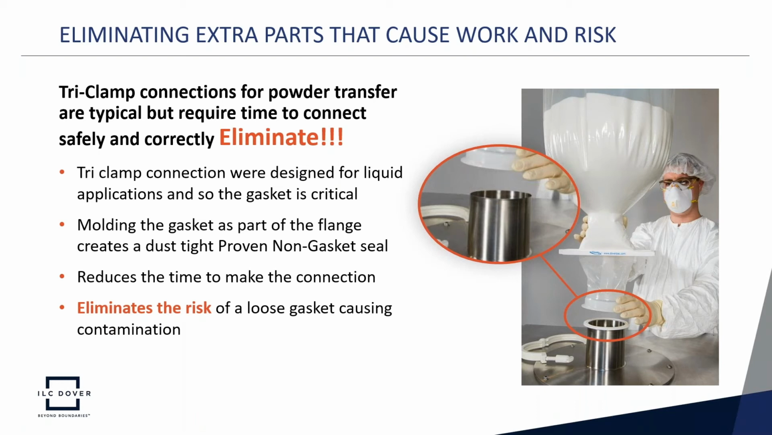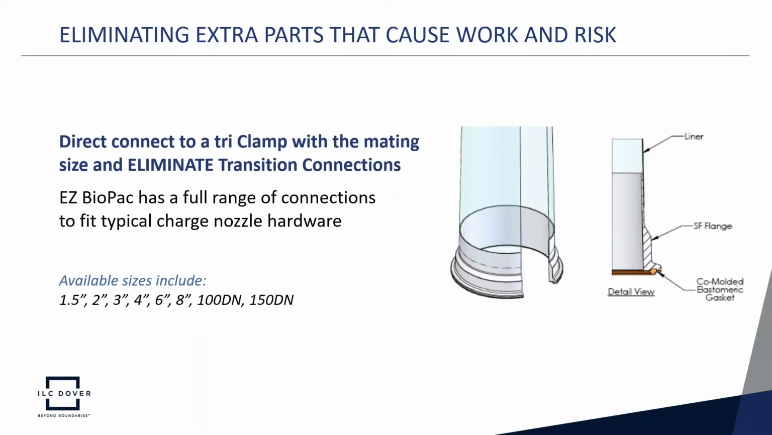It could get into the process. It could fall on the floor. There's many bad things that can happen with the gasket. So going with a non-gasket seal is a really important idea. So here's that connection again.